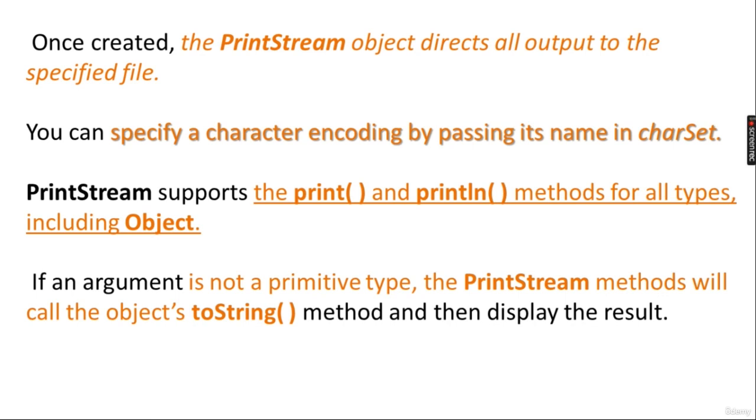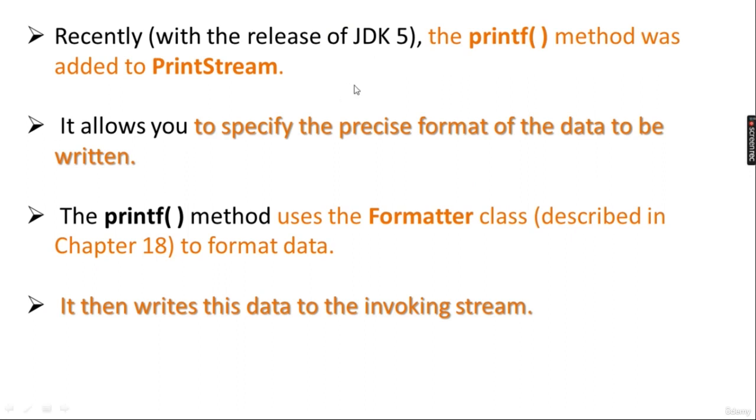Next, PrintStream supports the print and println methods for all types, including Object. If an argument is not a primitive type, the PrintStream methods will call the object's toString method and then display the result. Okay. The printf method was added to PrintStream.